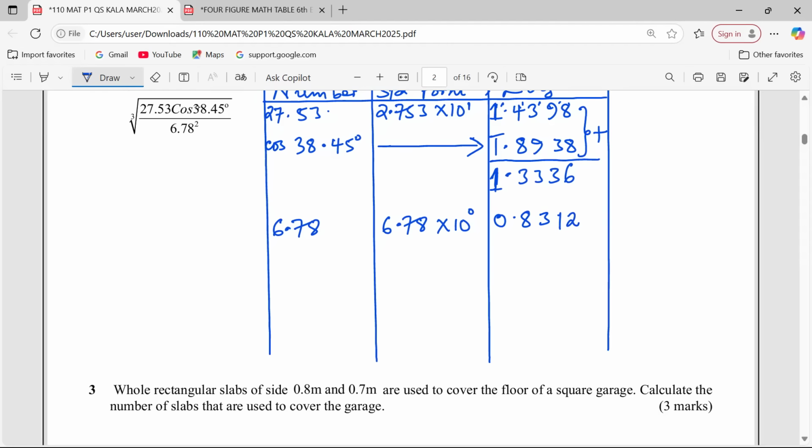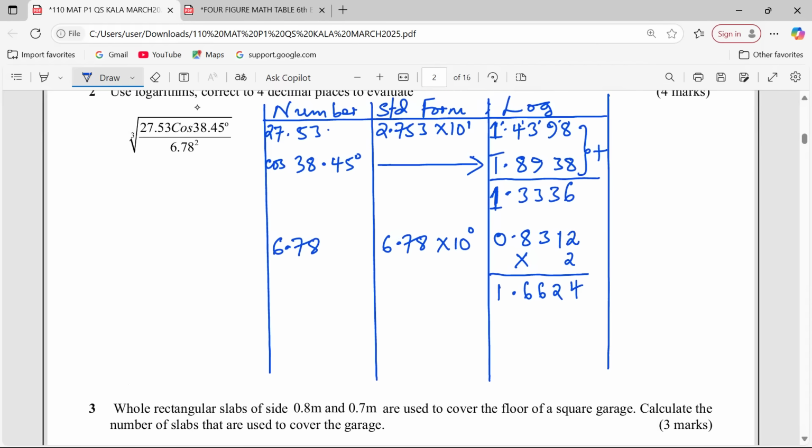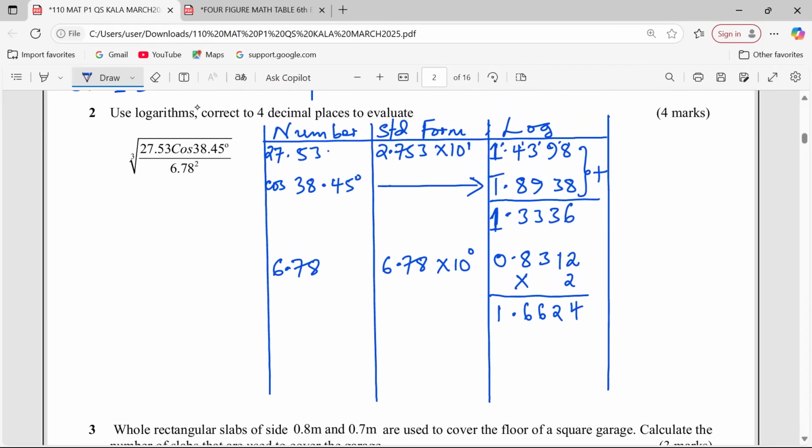When a number has been raised to a given power, we multiply the logarithm by that given power. So what we're supposed to do here is to multiply this logarithm by 2. Then we get the answer now. 2 times 2 is 4, 2 times 3 is 6, 2 times 8 is 16, so we carry 1. 2 times 0 is a 0, then plus the 1 that we carried. So 1.6624.